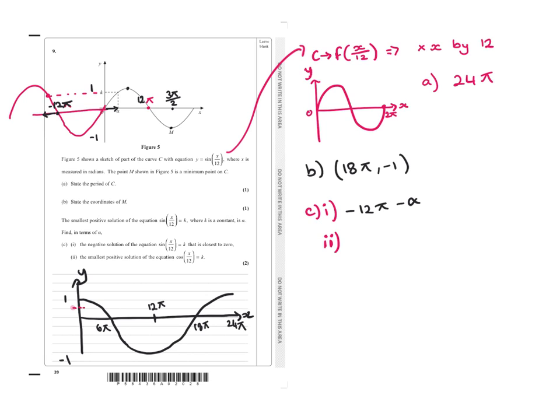So if we go across, we're actually going to get 6 pi minus alpha, because remember, our k is going to be here as well. So 6 pi minus alpha is going to give us our solution. So the answer is 6 pi minus alpha. And again, when you're unsure, so when in doubt, draw it out.